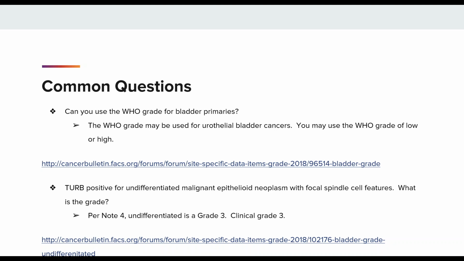Another 2 questions. Can you use the WHO grade for bladder primaries? The response was the WHO grade may be used for urothelial bladder cancers. You may use the WHO grade of low or high. The other question was if a TURB is positive for undifferentiated malignant epithelioid neoplasm with focal spindle cell features, what is the grade? Per note 4, undifferentiated is a grade 3, so we are to code the clinical grade 3. Note 4 also includes anaplastic. Again, I have included the cancer forum links as a resource.